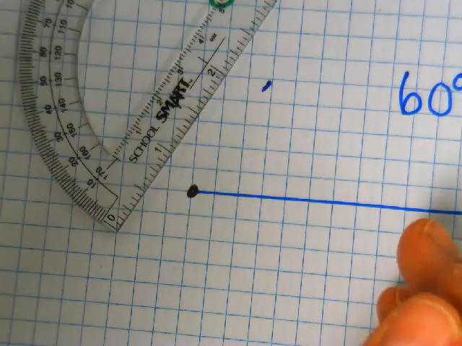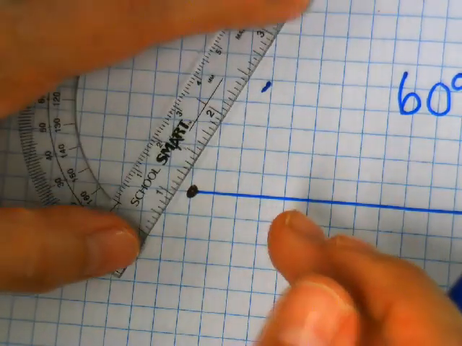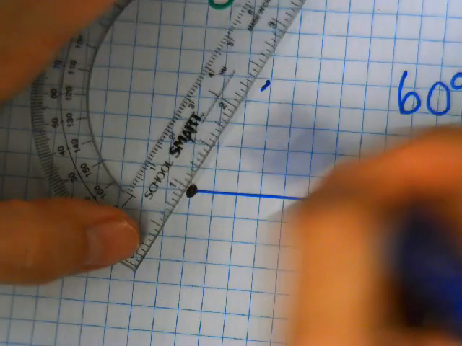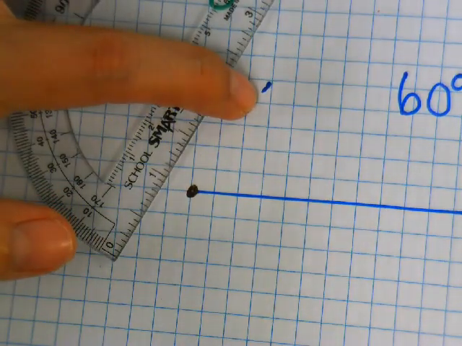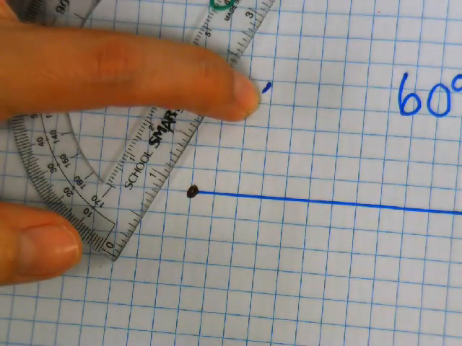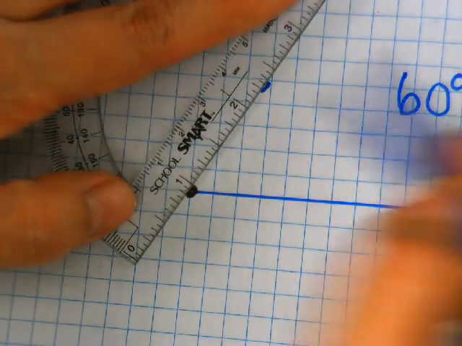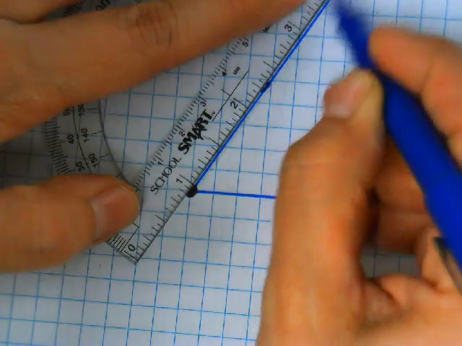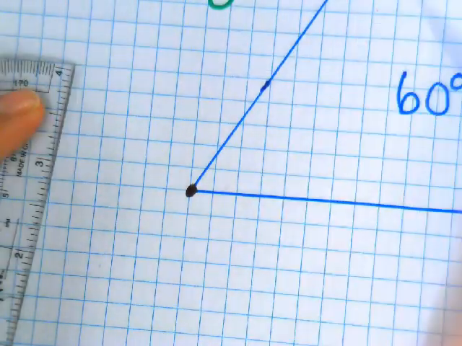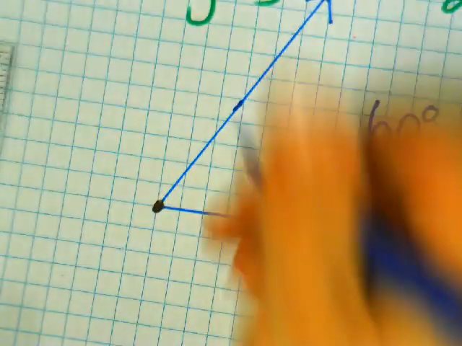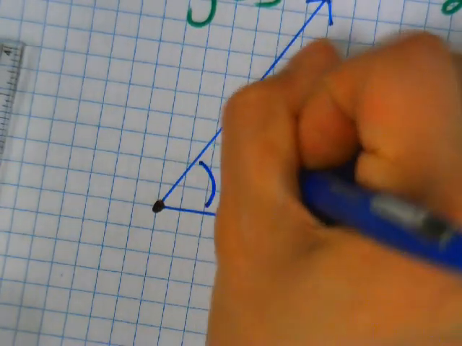Move my protractor. Now use my protractor as a ruler. You see how I have that little mark? What does that mark mean? That was where the 60 was. That little mark is where the 60 was. I'm going to use this as my ruler. Draw a line. And we've just created a 60-degree angle.